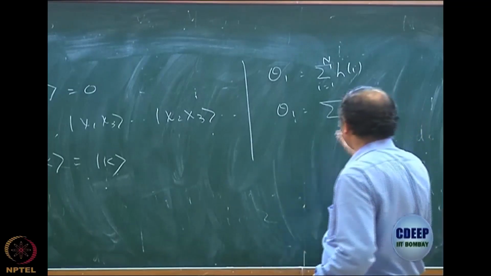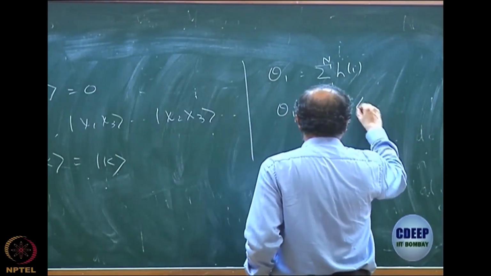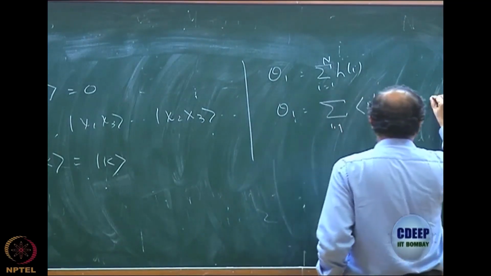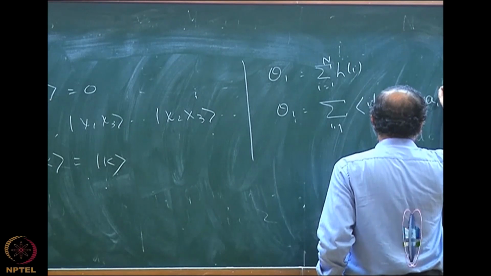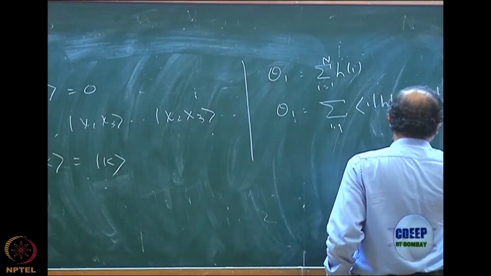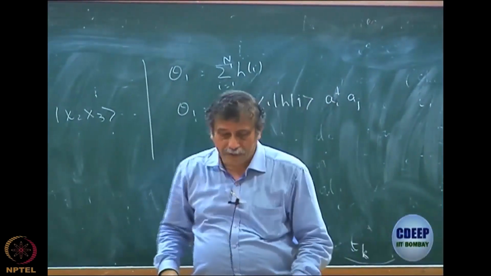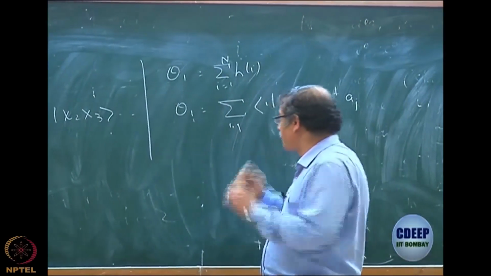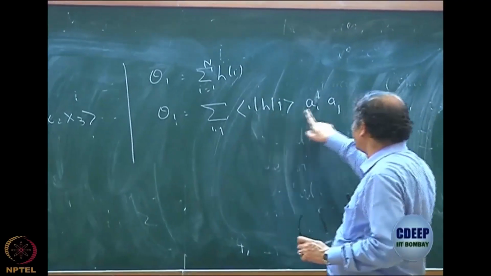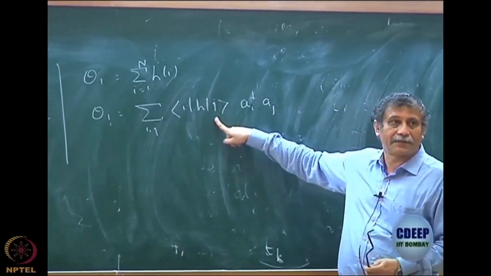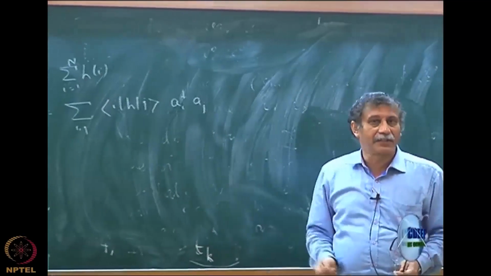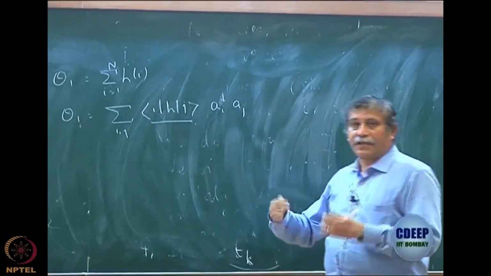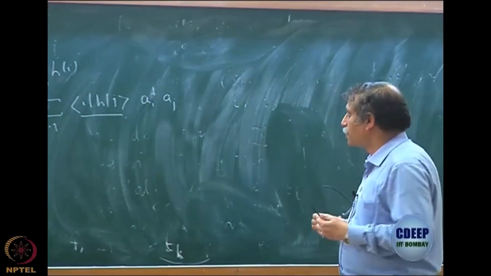So, sum over all bases i j, the matrix element <i|h|j>, and you have a_i dagger a_j. The standard definition is that the one which is on the right side of the matrix element is annihilated, and the one which is on the left side is created. That is the standard definition. So, please follow this, otherwise the first quantized formulas will not come.